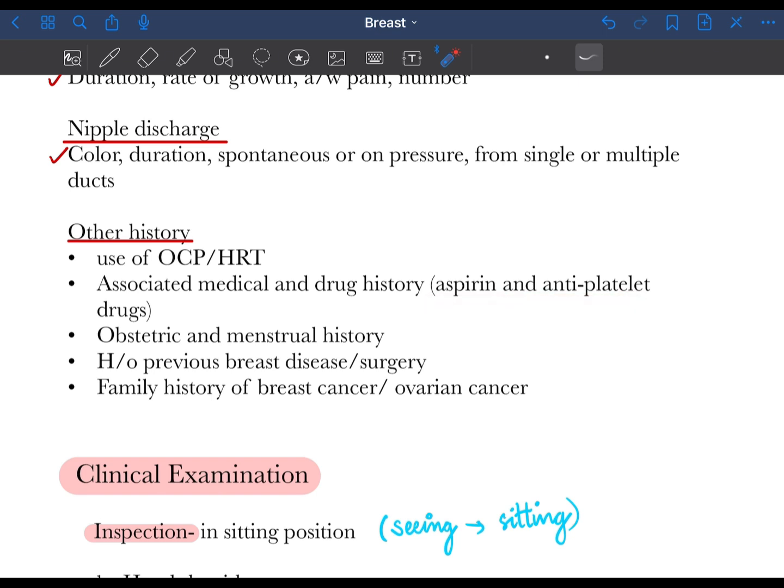Other history includes obstetric history and menstrual history. The pain, the mastalgia, may be cyclical and associated with menstruation. It may be physiological. Other history includes history of previous breast disease or any breast surgery, or family history of breast cancer or ovarian cancer, etc.